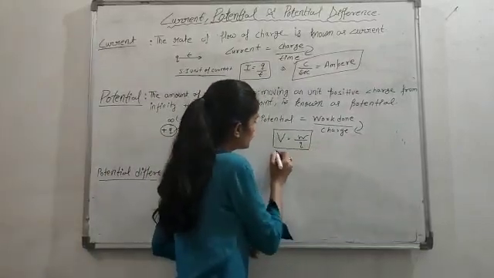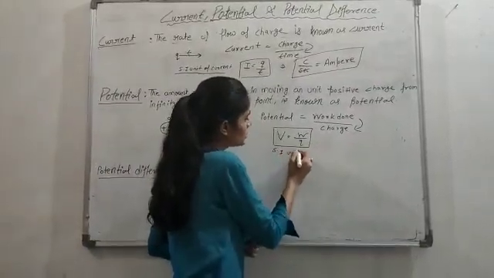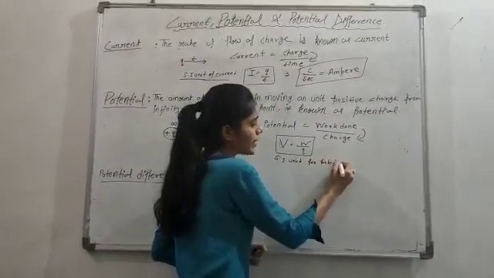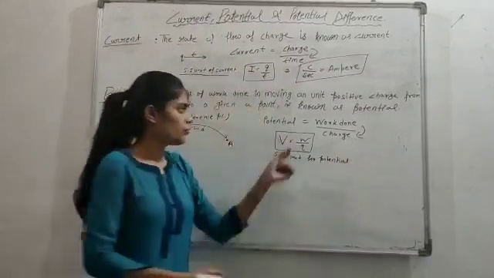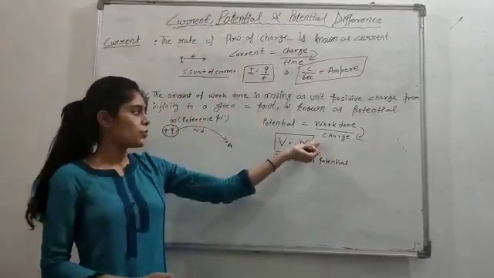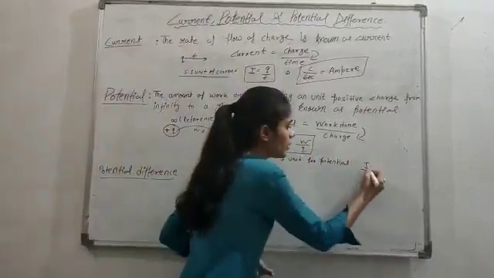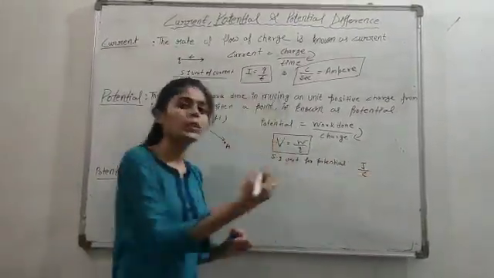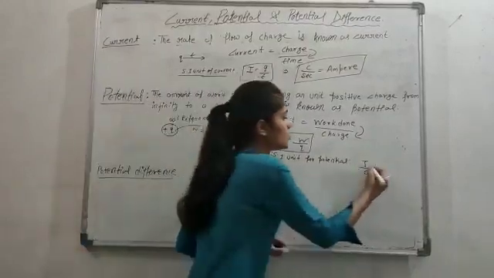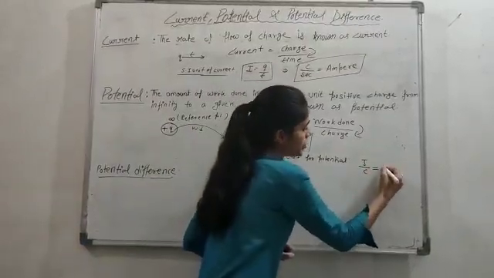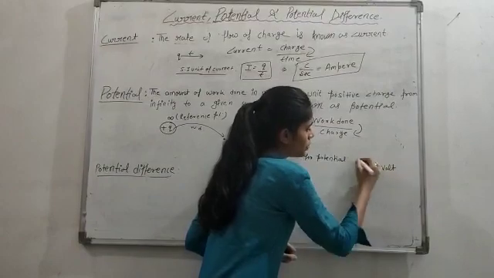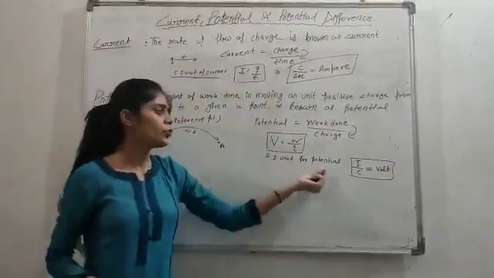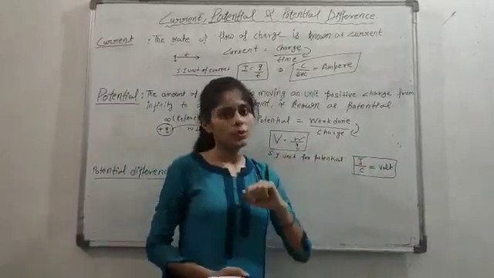This is the formula for potential. Now the SI unit of potential we can calculate simply from the formula. The SI unit of work is joule and the SI unit of charge is coulomb. So joule per coulomb is the SI unit of potential, which is equal to volt. In general we say the SI unit of potential is volt.